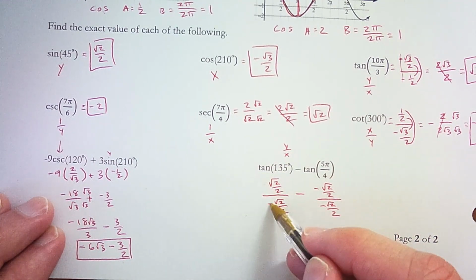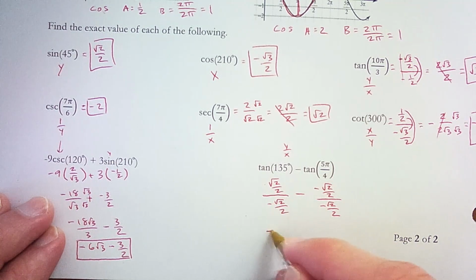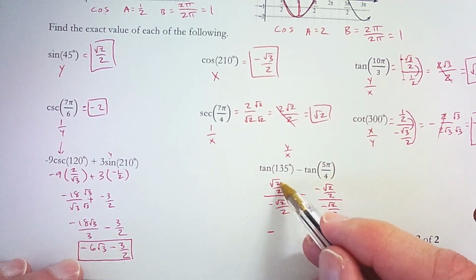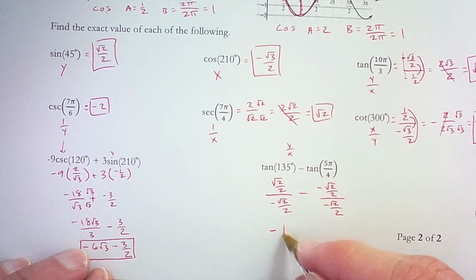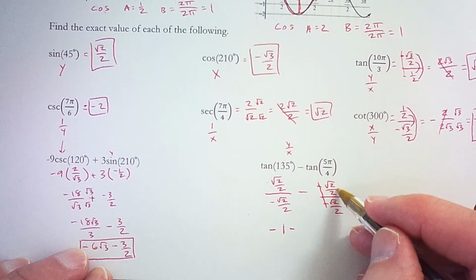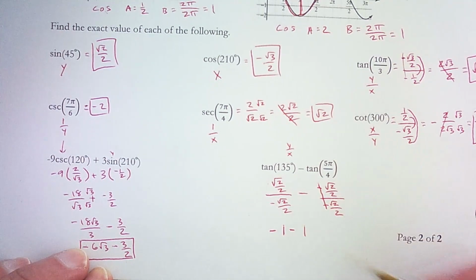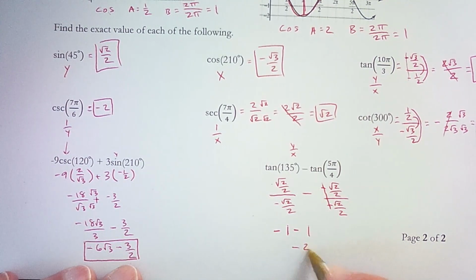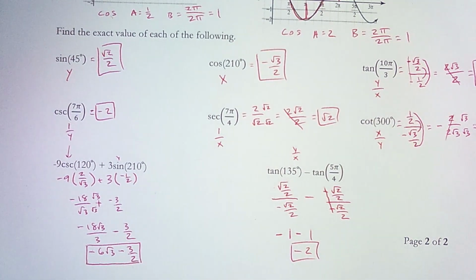Here I do not get to cancel out the negatives, so it's going to be negative. Root 2 over 2 over root 2 over 2, that's something over itself, so that's 1. So it's negative 1 minus, and here I do get to cancel out the negatives. Root 2 over 2 over root 2 over 2 is 1. So I have negative 1 minus 1, and that is negative 2.